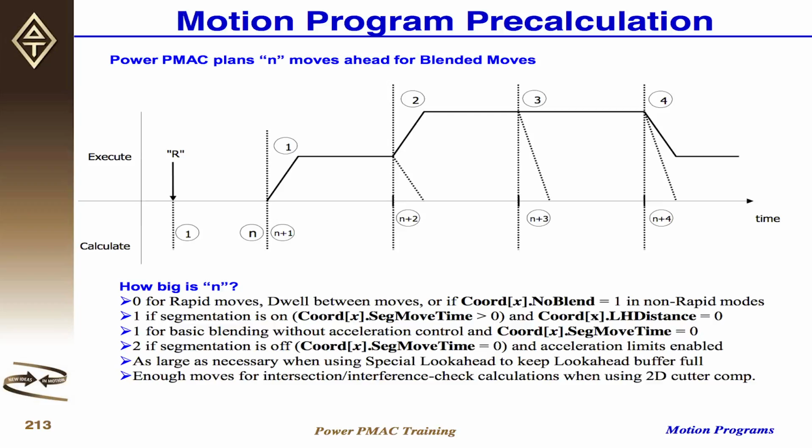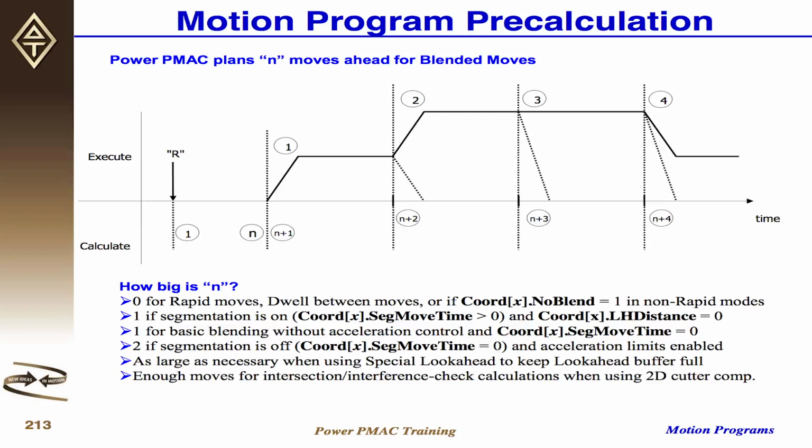But the first one should make sense. If you're using a rapid move, which is just a jog with an axis command, or if you have a dwell between moves, or if you've explicitly turned off blending with chordx.noblend equals 1, then PMAC will not look ahead at all. So it would actually cease pre-calculation of subsequent moves and anything else in the coordinates in the motion program until it passes that move.